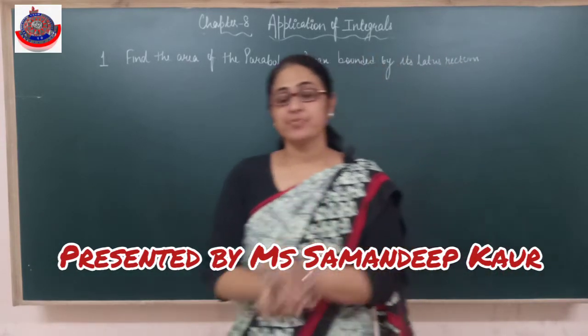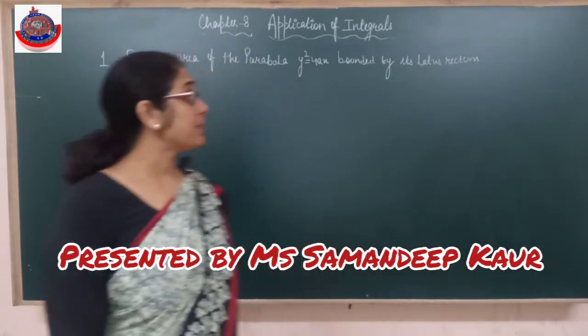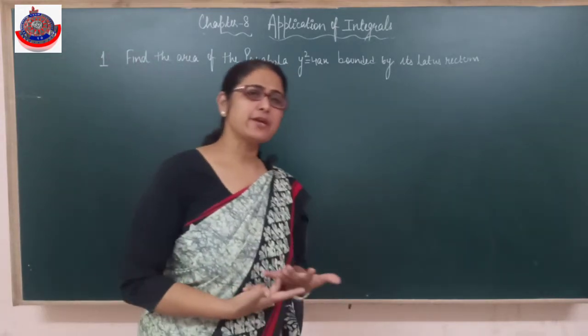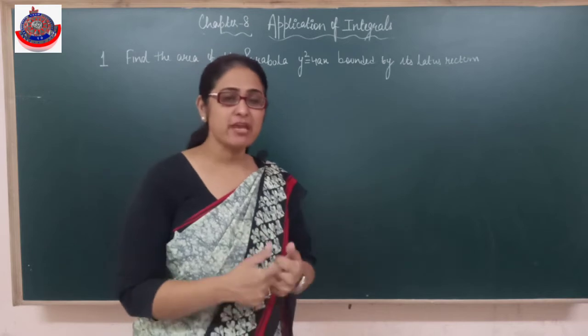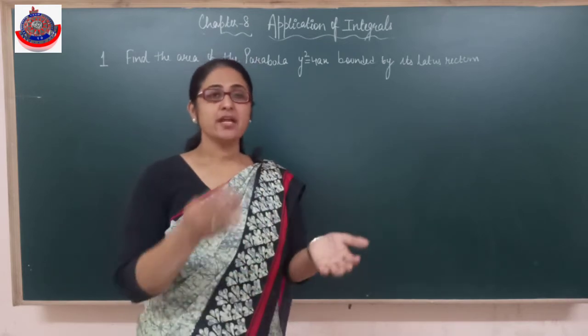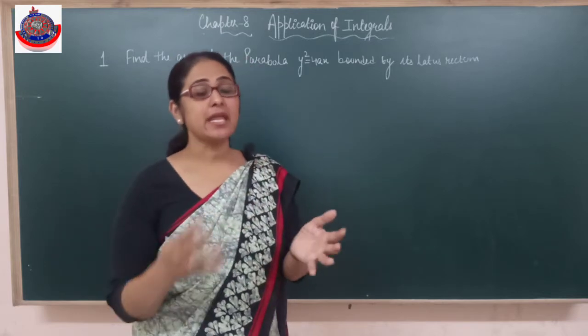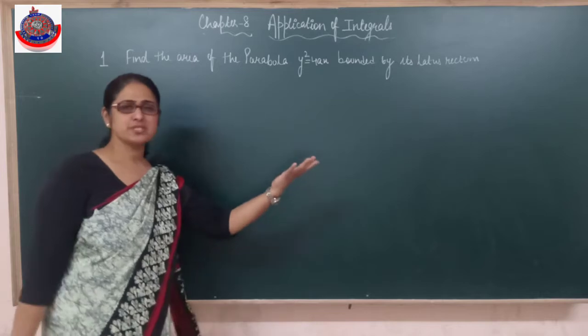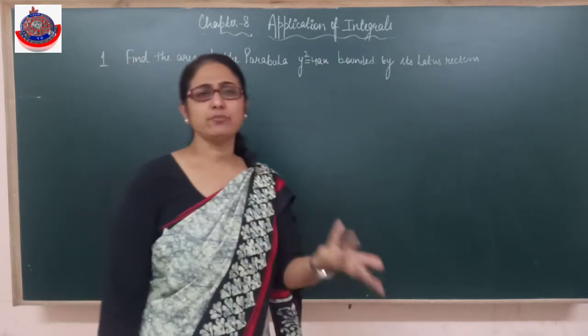Namaste students. Let's pick up the miscellaneous examples of our NCERT. It will be more practice. The same kind of questions, whatever the types were there, we have already finished: the area bounded by a curve, area between the curve and a line, and area between two curves. Now there is more practice for the same topics.